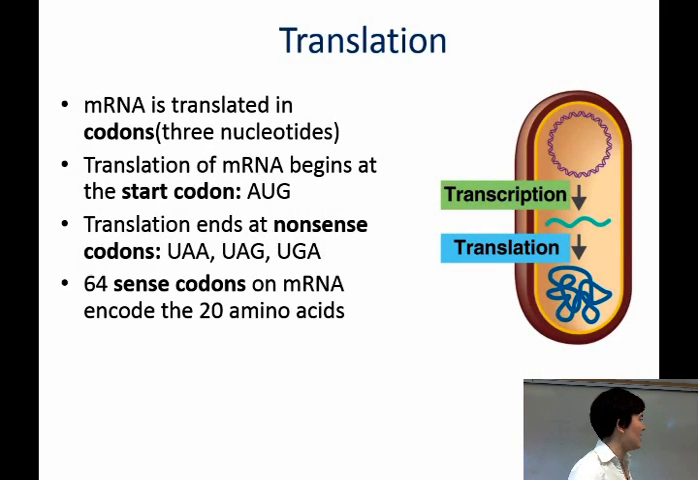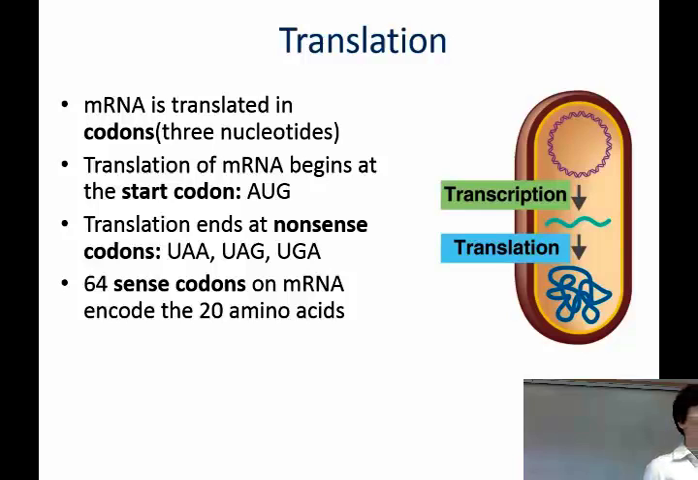So we'll just look at what that looks like in a second, but there are 64 arrangements of letters that you may find in messenger RNA, and there are only 20 amino acids. So what does that tell you?